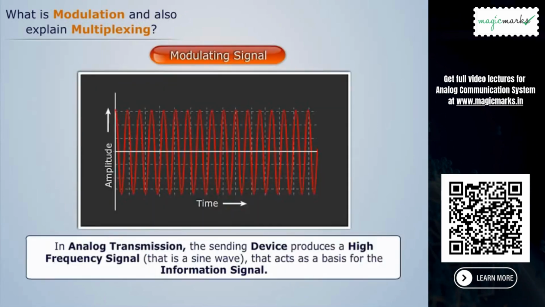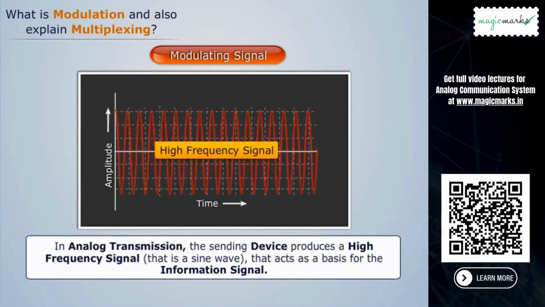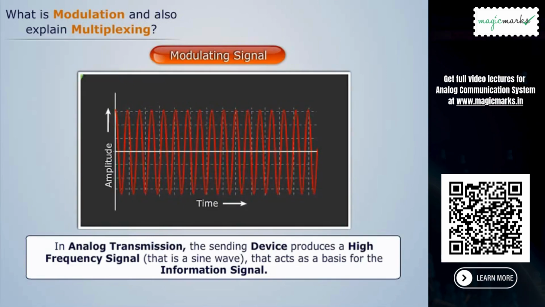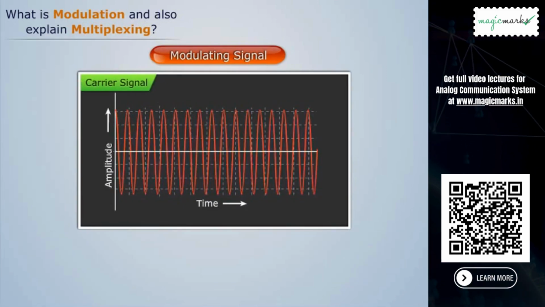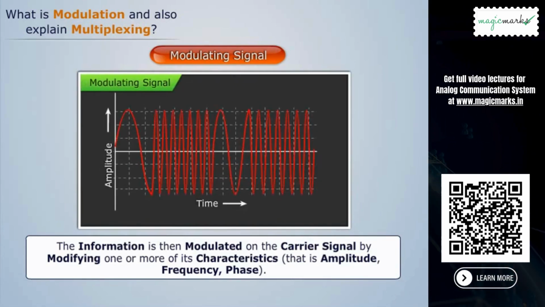In analog transmission, the sending device produces a high-frequency signal that acts as a basis for the information signal. This base signal is called the carrier signal. The information is then modulated on the carrier signal by modifying one or more of its characteristics. This kind of modification is called modulation, and the signal is called a modulating signal.